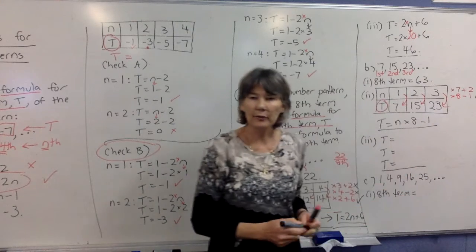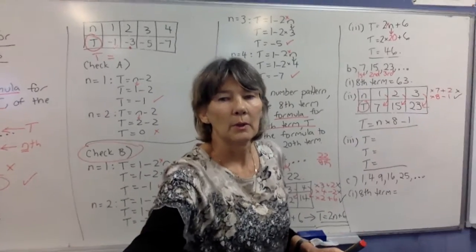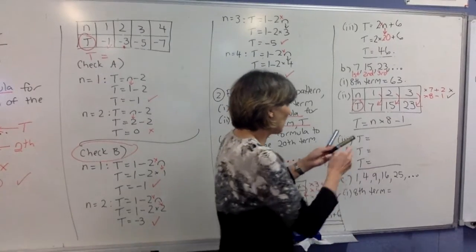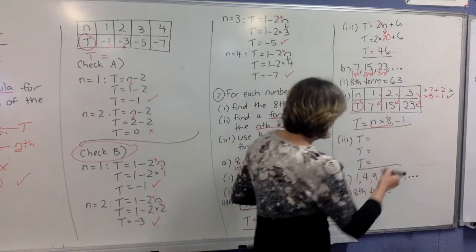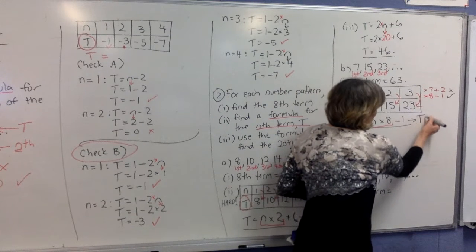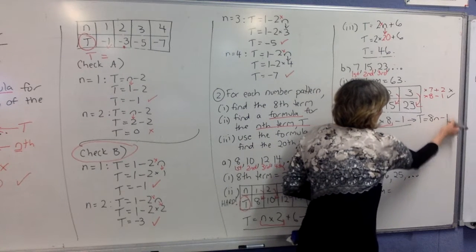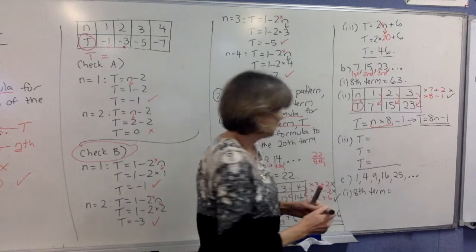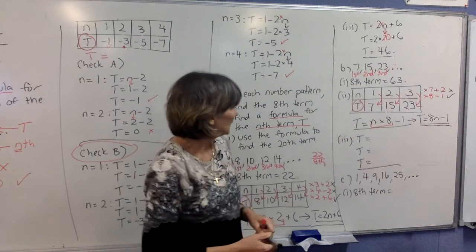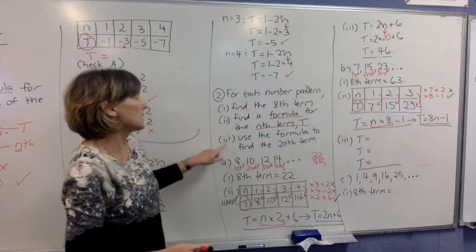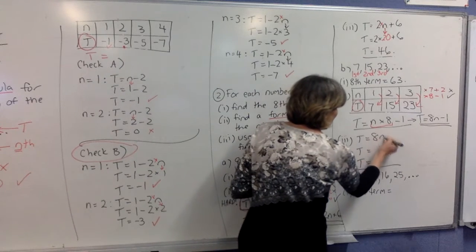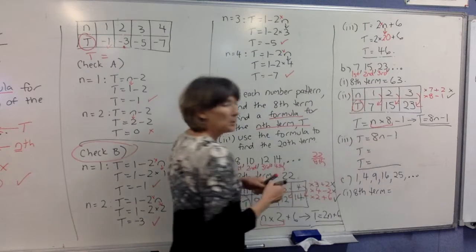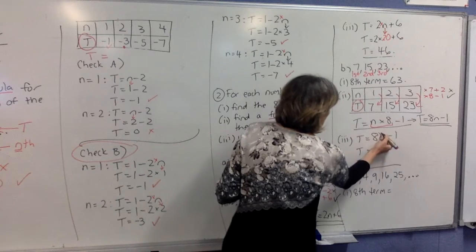And don't forget, after you do that, you're going to try and simplify this a little bit. So n times 8 will become 8n. So it's t equals 8n minus 1. And there's your formula. All right, now in part 3, it says use the formula. Okay, well, our formula was this, so let's write it down. And let's put a times between that 8 and the n.